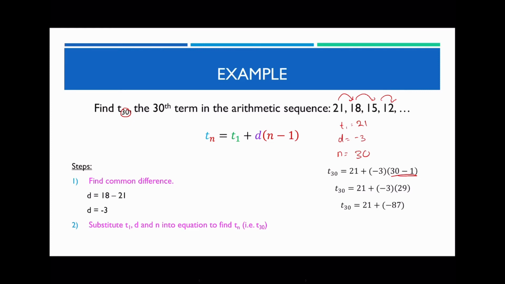Put this into your calculator. You're going to get -87. And you know how you've got a positive and negative over here? This makes it negative. So therefore, 21 take away 87 is going to give you -66.